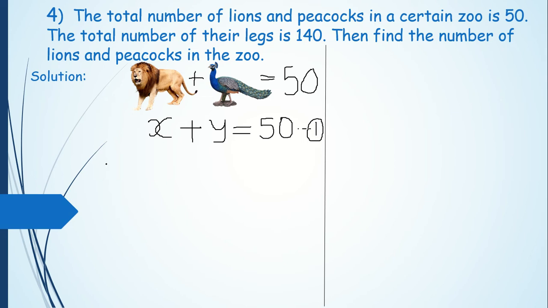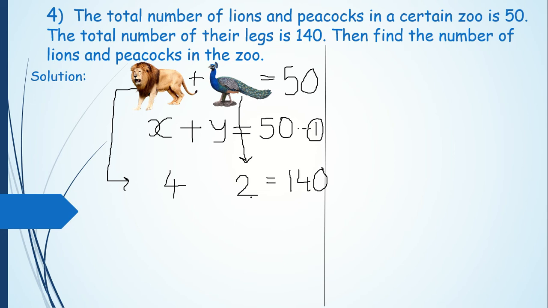Now the next condition given is the total number of their legs is 140. A lion has got 4 legs and a peacock has got 2 legs. Now what have they given? The total number of their legs. So there are lions plus peacocks, total 50 in that zoo, and the total number of their legs is 140.